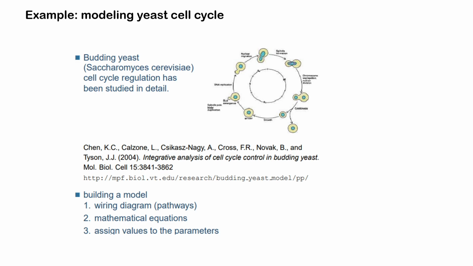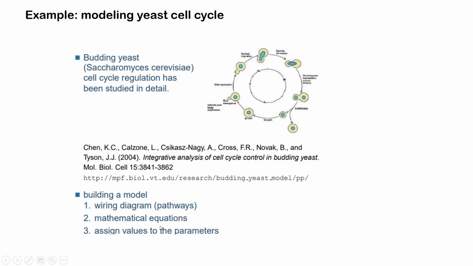I'll not go into much detail of this example, but this is a real world example I want to give. This is modeling of the yeast cell cycle. It has been studied in great detail how the yeast cell cycle is regulated. They have been studying yeast for a very long time, so a lot of it is known. So, how do you build a model for this?